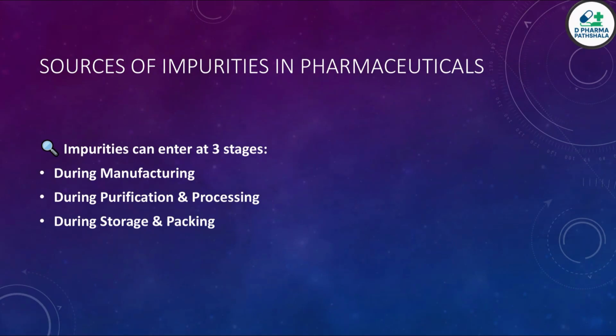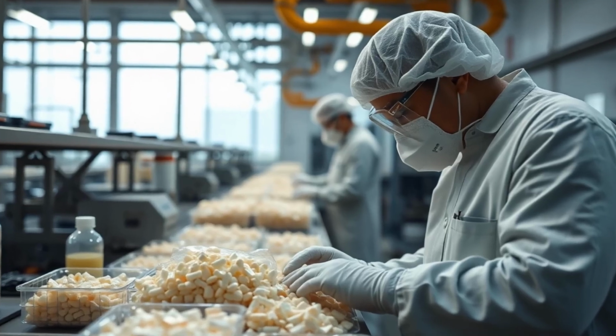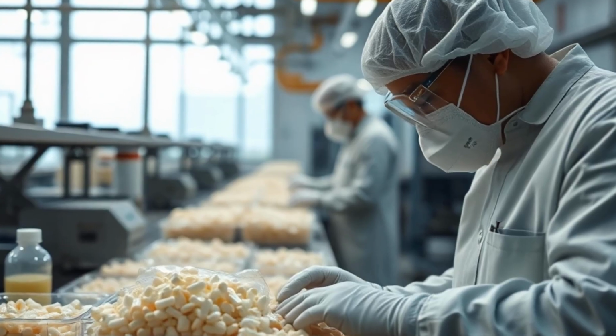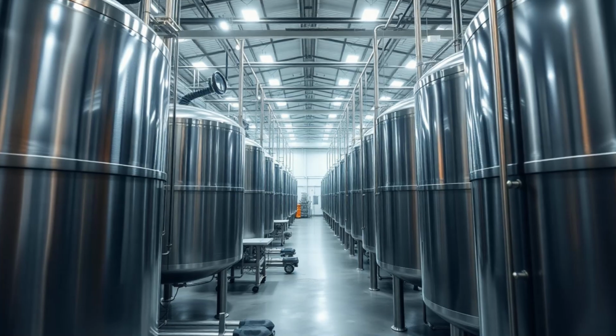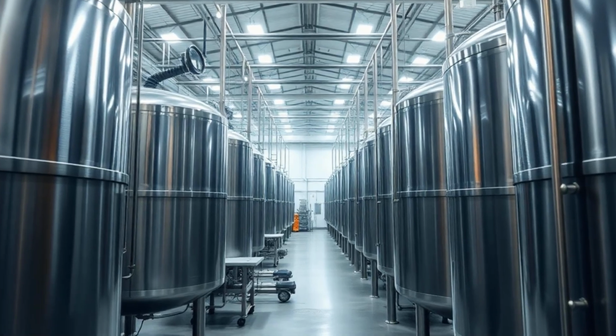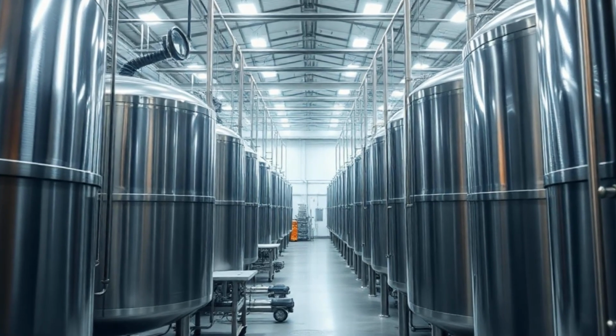Let's look at these stages one by one. First, during manufacturing, raw materials may carry contaminants like heavy metals or residual salts. The reagents and solvents used must be of high purity or they risk adding undesired substances. Even the equipment used, like metal tanks or glass-lined vessels, can react and leach trace metals like lead or bismuth.